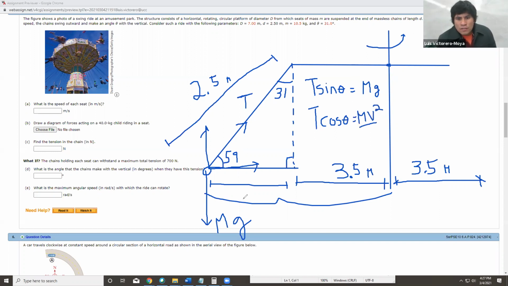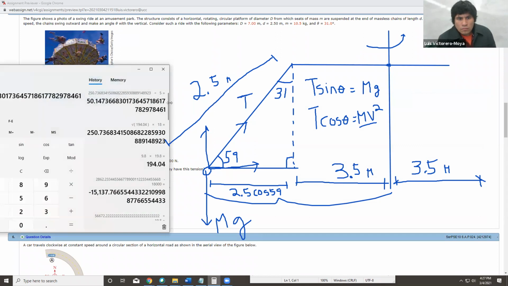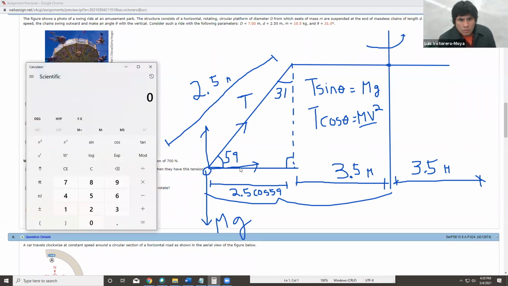What is the radius? It is all this. So this was 2.5, all this length was 2.5 cosine 59. So if I grab the calculator here, 59 cosine times 2.5, that's the radius here, plus 3.5. That would be the radius I have to write here, 4.78 or 4.8.